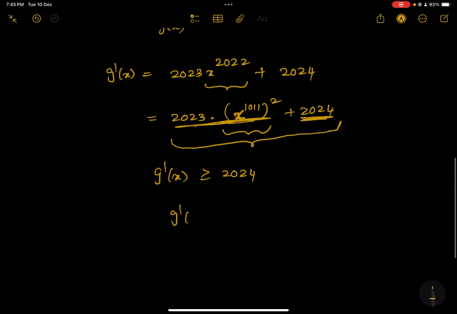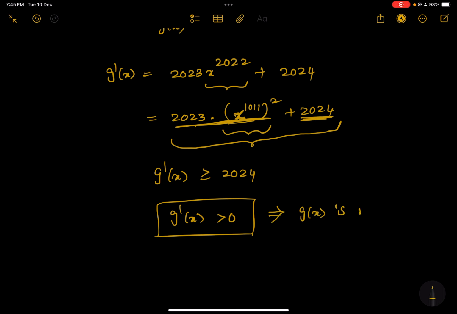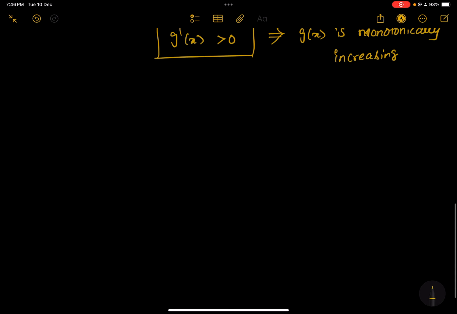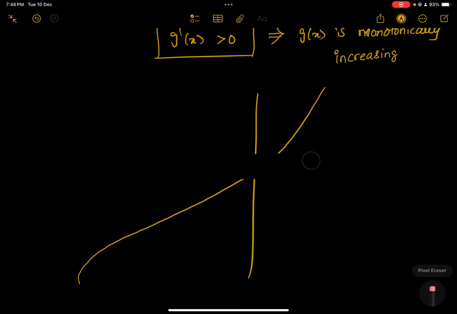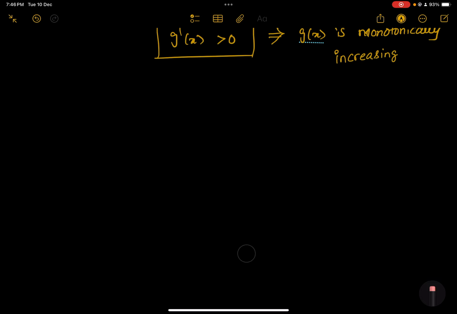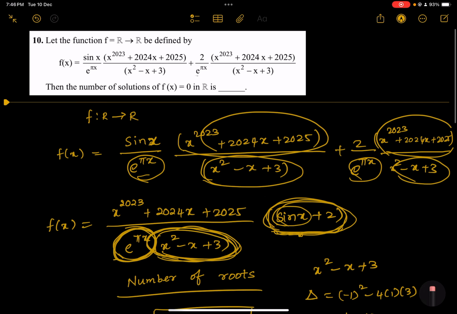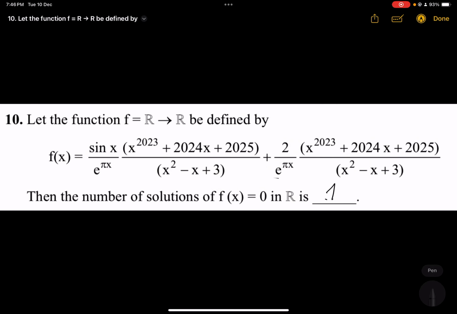That means g dash of x is positive. This implies that g of x is a monotonically increasing function, since the derivative is positive. So we can conclude that g of x is monotonically increasing. So we have the coordinate axis like this, and if some function is monotonically increasing, it will touch the x-axis at only one point. So the number of real roots will be 1. So the answer to this question is 1.